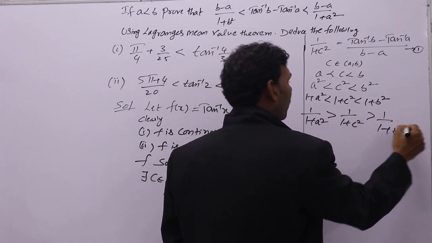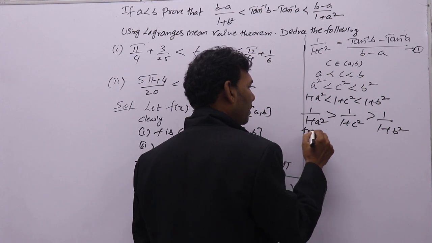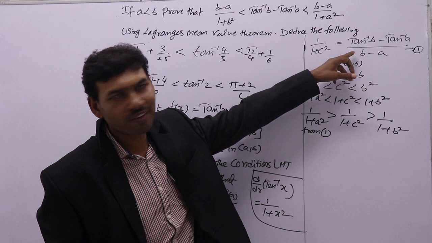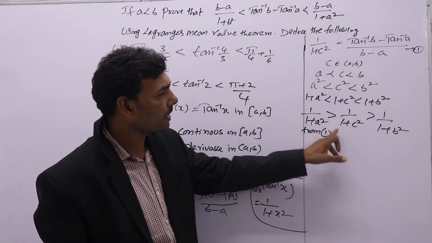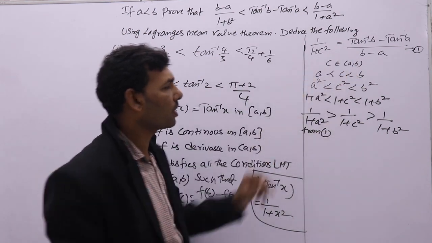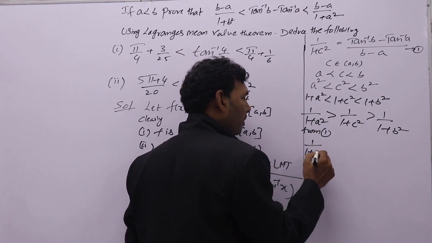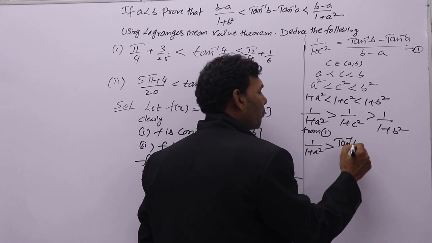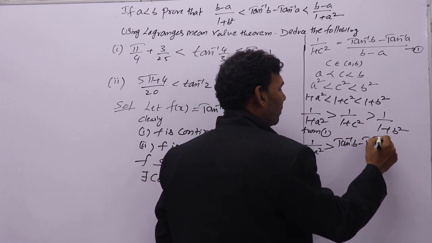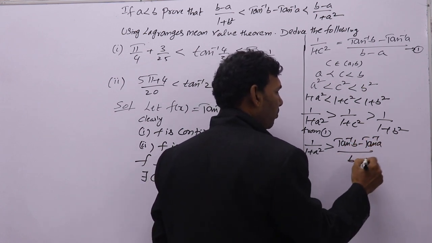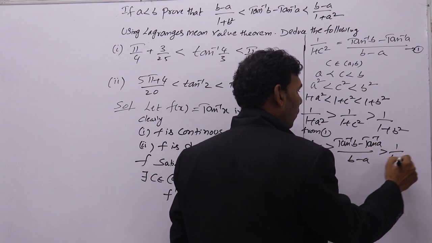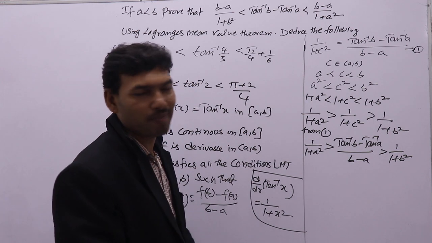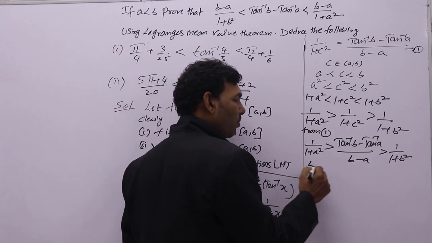Clear? From the first equation, you can replace 1 by 1 plus c square with this. From the first equation, write in the place of 1 by 1 plus c square that value, 1 by 1 plus a square greater than (tan inverse b minus tan inverse a) by (b minus a) greater than 1 by 1 plus b square. Now multiply with b minus a.